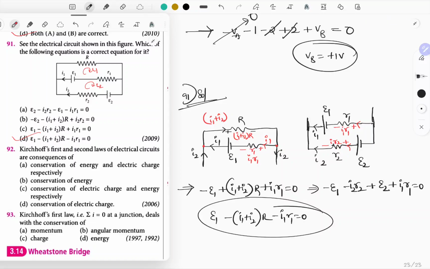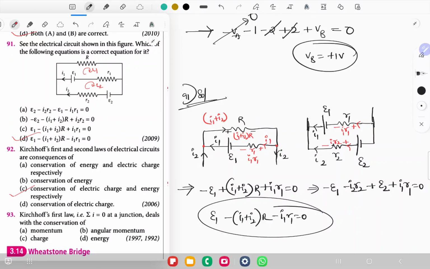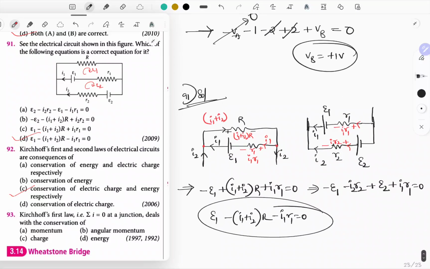So what is first law? First law is KCL and second law is KVL, right? First law is based on conservation of charge. Second law is based on conservation of energy. Which option matches? Option C is correct. First law is KCL, second law is KVL. First law is based on conservation of charge, second law is based on conservation of energy.